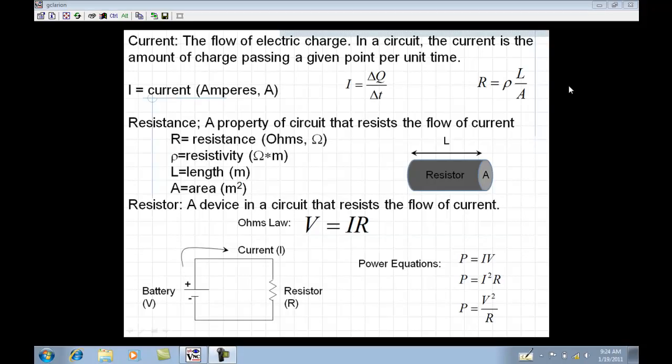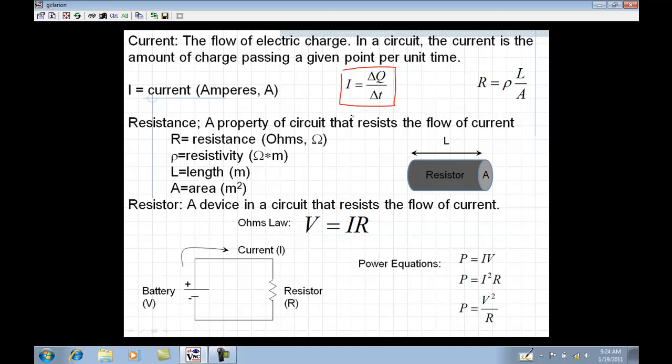All right, so these are the notes on circuits. Current is the flow of electric charge. In a circuit, the current is the amount of charge passing a given point per unit time. So these two equations, let me make sure we understand. This equation here is the definition of current. It's the amount of charge that goes by a particular point in a certain amount of time. This is an equation that you simply just need to know.